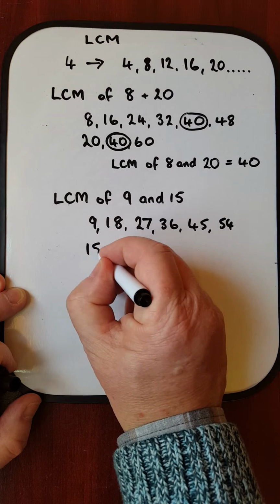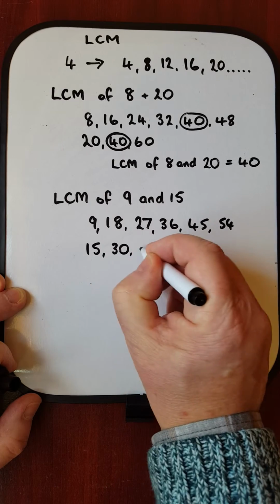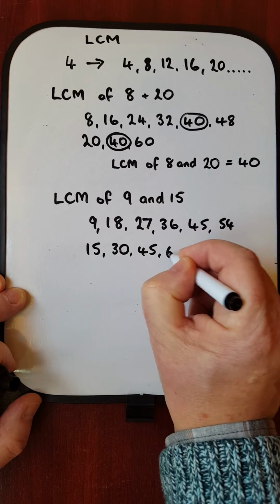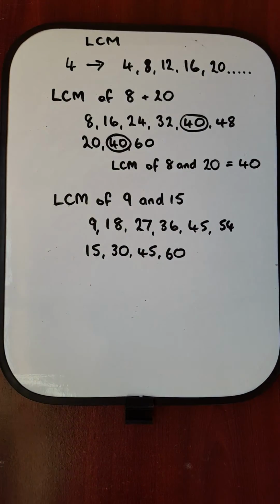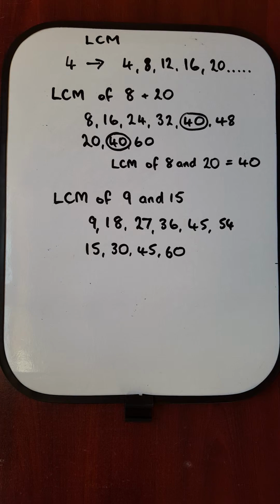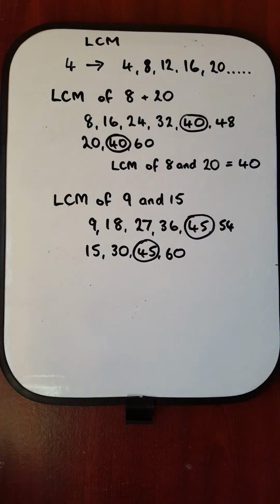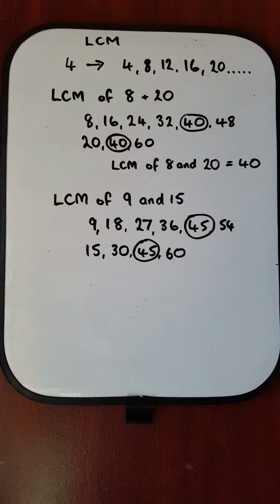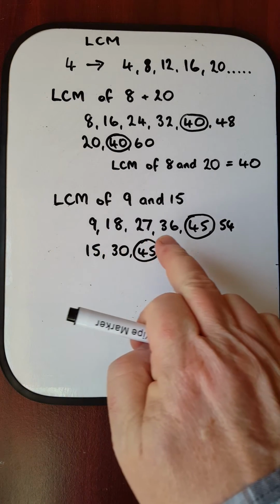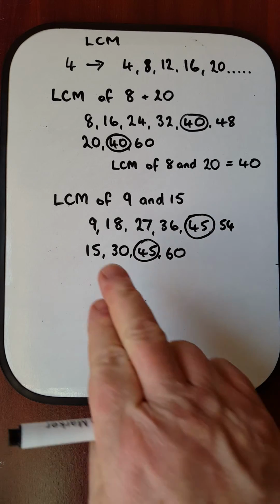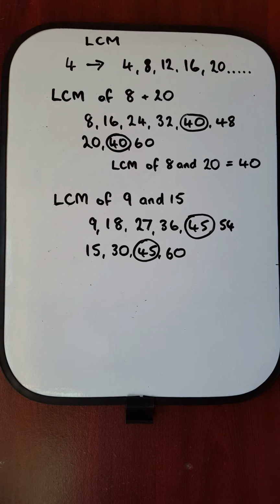Now do the 15 times table. 15, 30, 45, 60. And let's see whether we've got a match. Yes, we have. Can you see? 45 is on both lists. 45 is the first time that we have the same number on both lists, so it is the lowest common multiple. So to get it right, all of those are multiples of 9. All of these are multiples of 15.